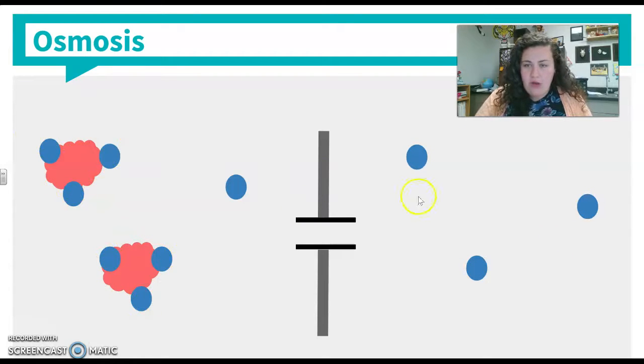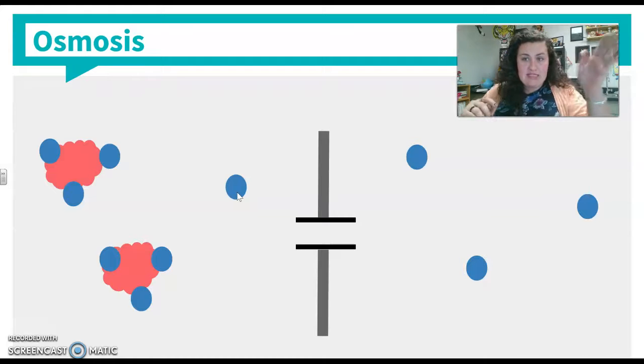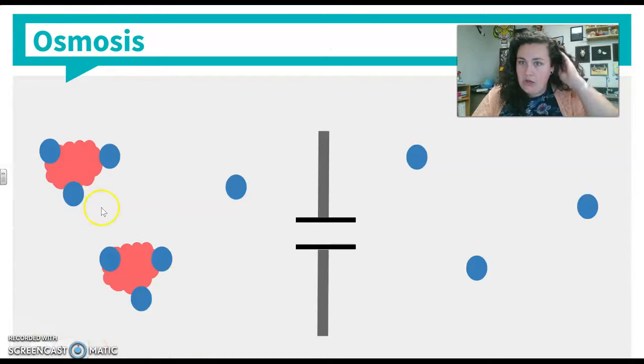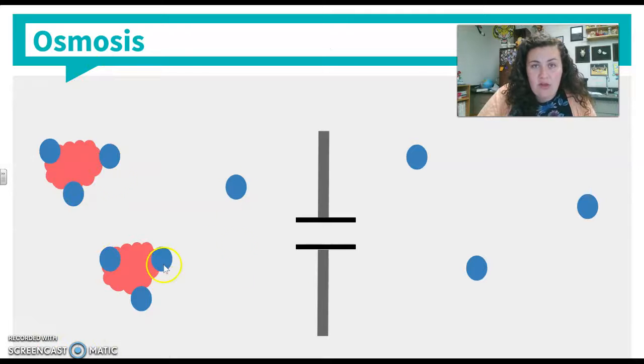Okay, so we have 3 waters on this side, and we still have 7 waters on this side. However, we have 2 of these pink molecules that have tied up these water molecules. So they're still over here, but we only have 1 free-floating molecule of water. So even though it is 7 on this side, that's like backwards and hard to do. So even though there are technically 7 water molecules on this side, only 1 of them is free. And there are 3 free molecules on this side.